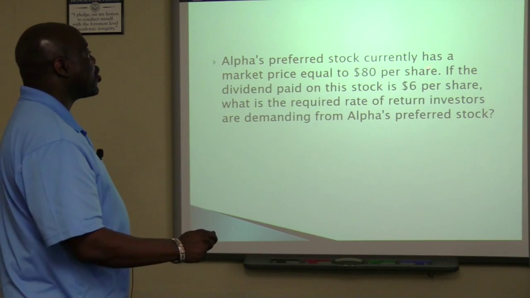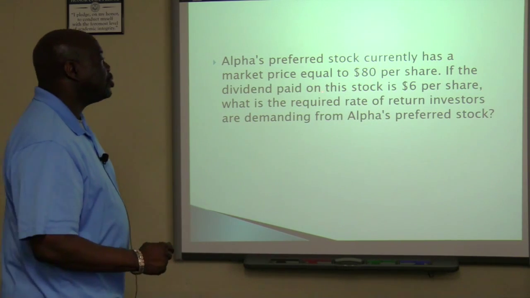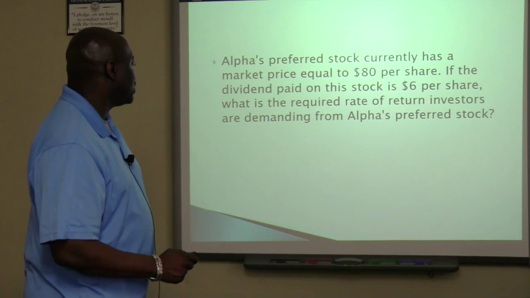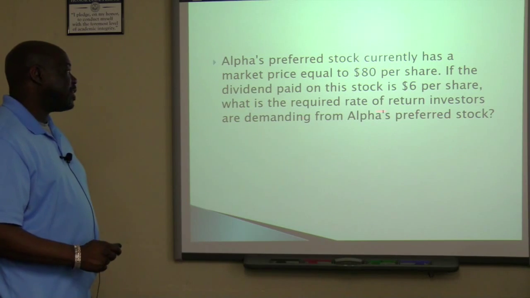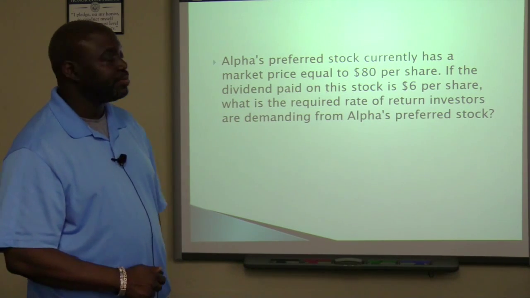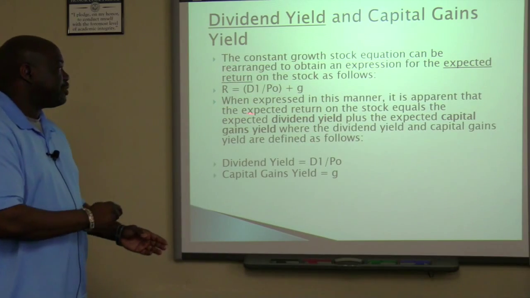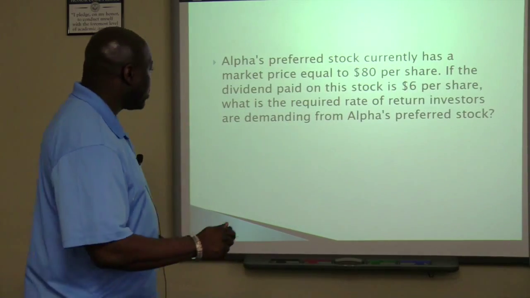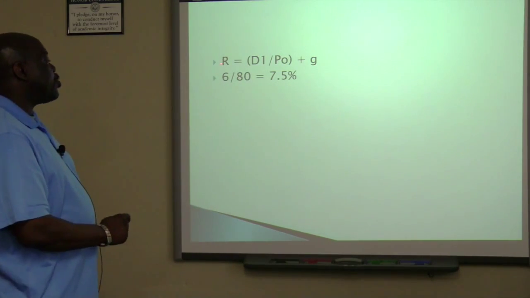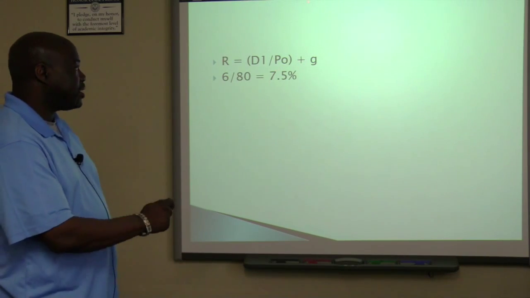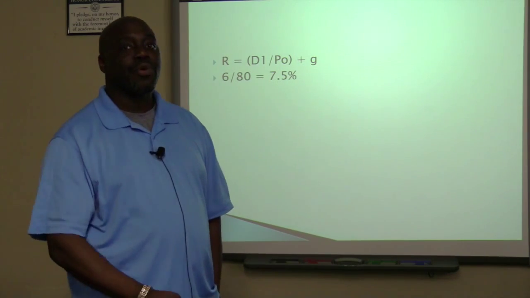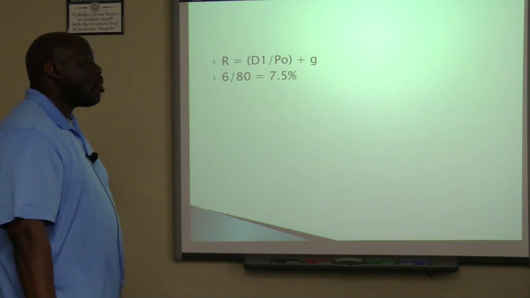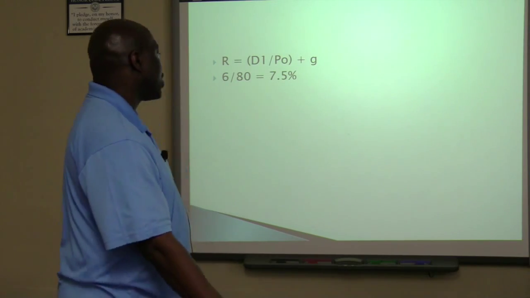Alpha Preferred stock currently has a market price equal to $80 per share. If the dividend paid on this stock is $6 per share, what is the required rate of return investors are demanding from Alpha's preferred stock? We're going to use this formula. However, it didn't give us a growth rate, but we still can put it in the formula. We know that required rate of return is the dividend divided by the price plus growth rate. If it doesn't have a growth rate, it will be 0. So we'll take the 6 divided by 80, and 7.5% is our required rate of return.